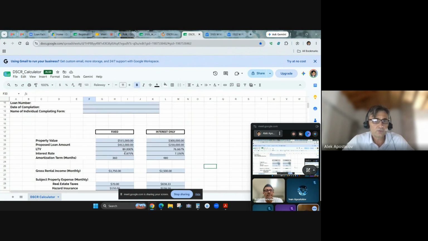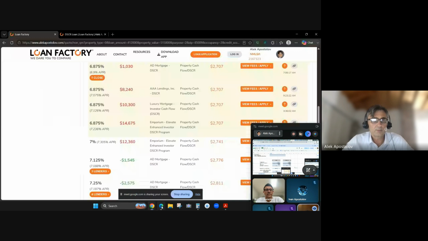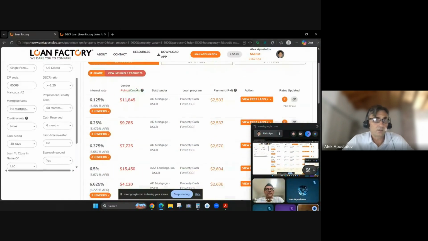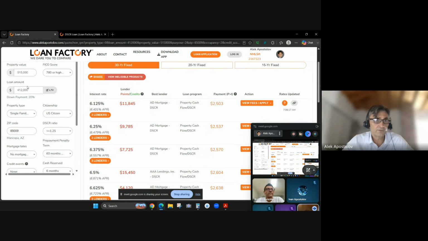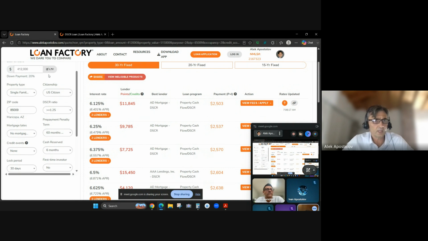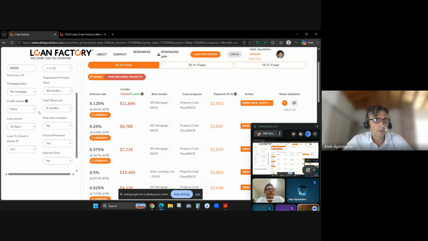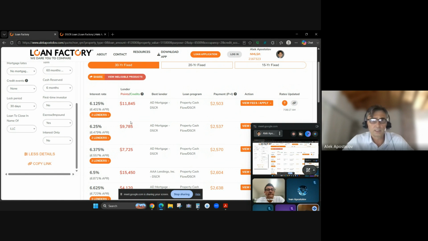And then let's say we do use the maximum allowed leverage of the loan to value, which means we are putting 20% down payment, and we're taking out a loan of $412,000. Now, the interest rate, we can always go back to that page that we saw earlier on Alec Apostolov, and I punched in all the numbers, which is 515. The loan amount is 412. We're going to assume pretty high FICO score, and we are going to get the numbers that we're seeing right now.